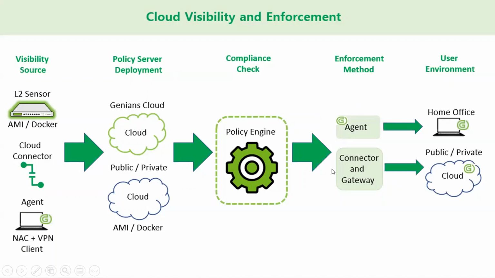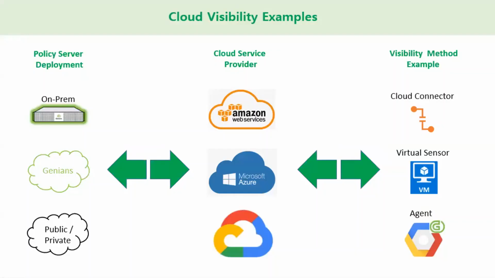And then of course, in the cloud, we're really looking at your agent or your connector and your gateway to actually perform control functions to control access to the cloud or in the cloud. So here's a couple of examples. You can mix and match these combinations, but really the policy server deployment does not matter. It can be on-prem, in the Genians cloud, or in your cloud. So that doesn't matter where it resides.